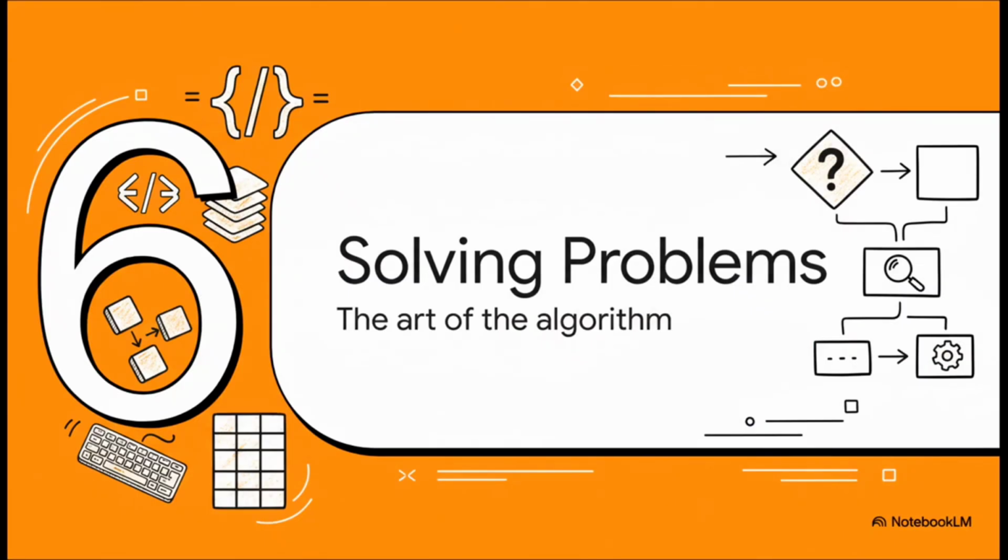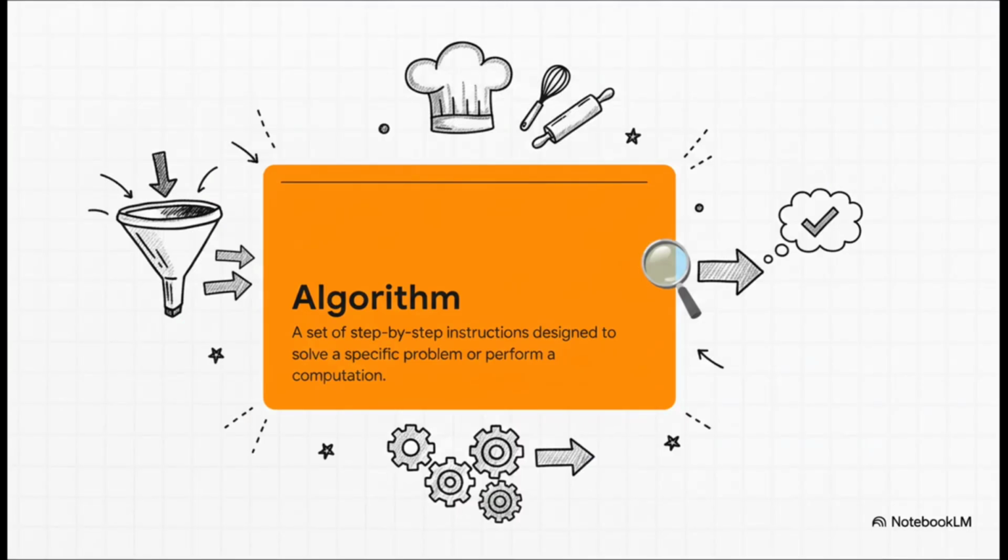So let's put it all together. We have languages to write instructions, we have data structures to organize our information. When you combine those two things to solve a specific problem, well, that's called an algorithm. And don't let the word algorithm scare you. It's just a recipe. Seriously, it's a list of steps you follow to get from a starting point, your ingredients, to a finished product, your delicious cake. That's all an algorithm is.